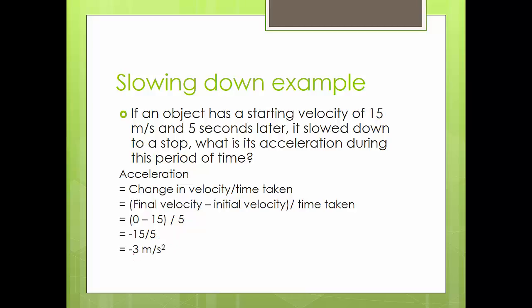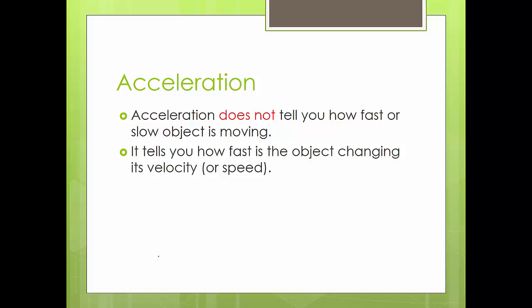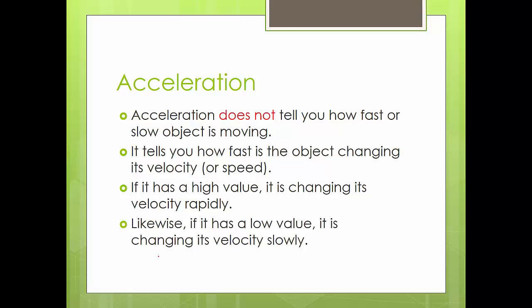As mentioned before, acceleration is a vector quantity. It has direction and magnitude. The negative means the direction. One thing to note: acceleration does not tell you how fast or how slow the object is moving. It tells you how fast the object is changing its velocity. If the value is high, it is changing its velocity rapidly. Likewise, if it has a low value, it changes velocity slowly.